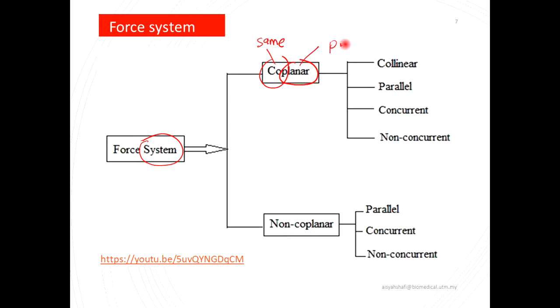So here, we have the plane with x, y, and z axis. So this is the plane. As you can see, this is the plane. So coplanar means at the same plane, and linear means same line.